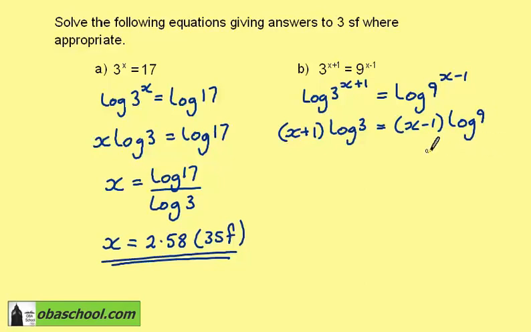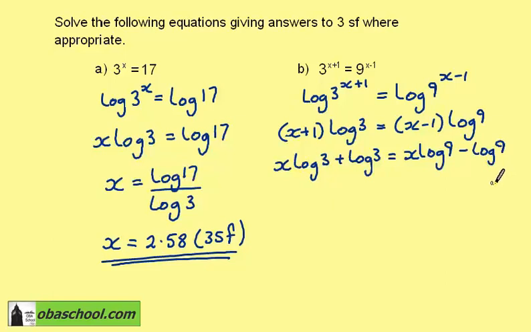On the left, we'll get x log 3 plus just a single log 3, and on the right, x log 9, take away log 9. We need to get the x's together and the numbers together. So if we bring all the x's to one side, we get x log 3, take away x log 9, and getting the numbers together, we've got minus log 9, take away the log 3.